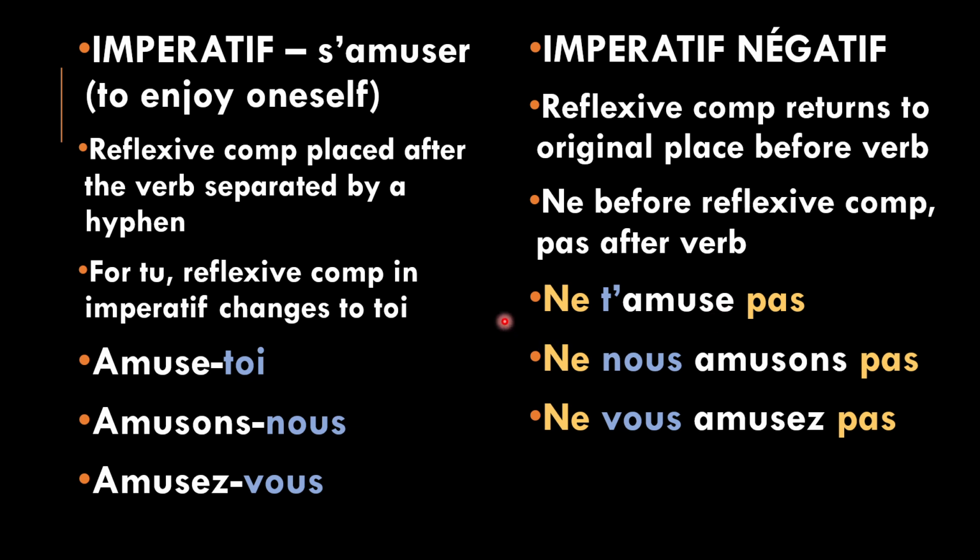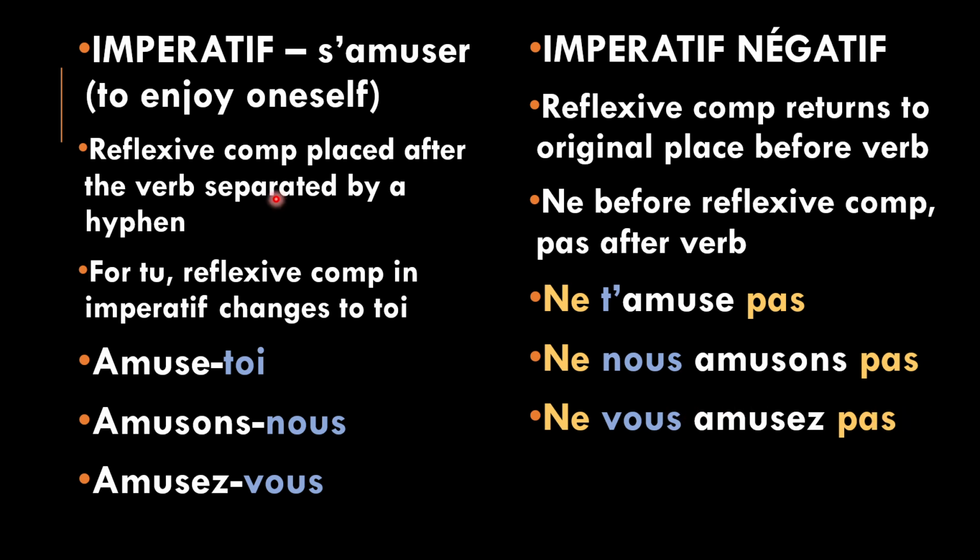So in the present tense, tu ne t'amuses pas. But remember, in the imperative, you just have to knock off the subject, and this is imperative negative. So you are not doing any jugglery with the reflexive component going after and all that. That is only in the positive imperative. So it becomes ne t'amuse pas, don't enjoy yourself. Ne nous amusons pas, let's not enjoy ourselves. Ne vous amusez pas, don't enjoy yourselves.